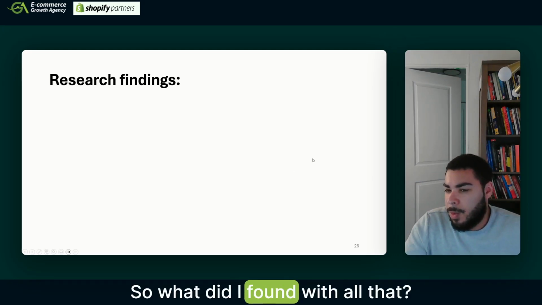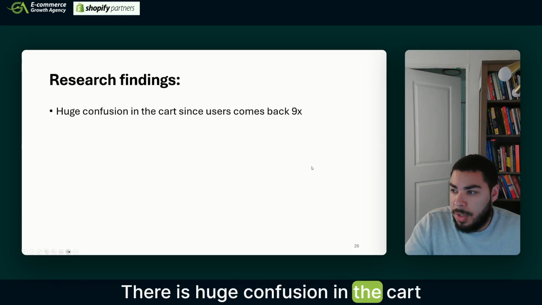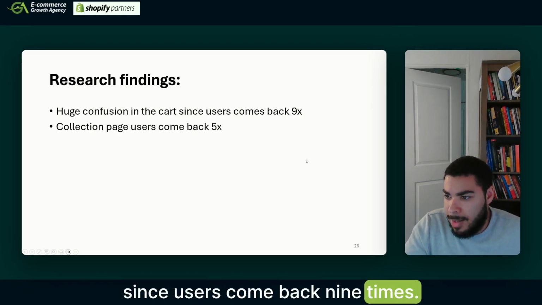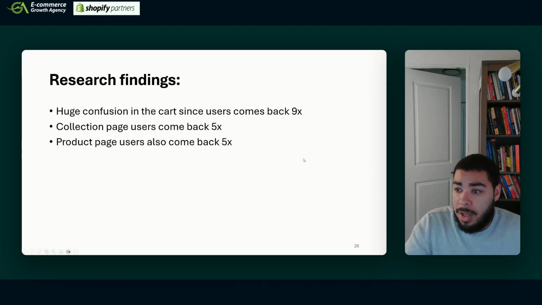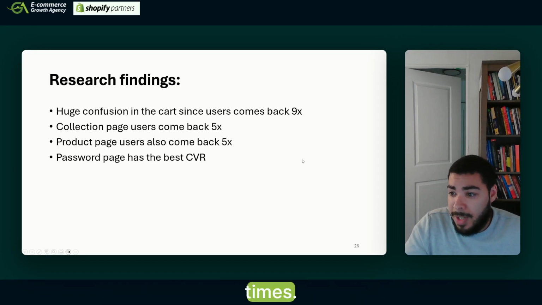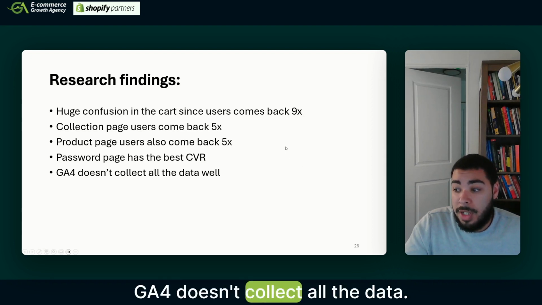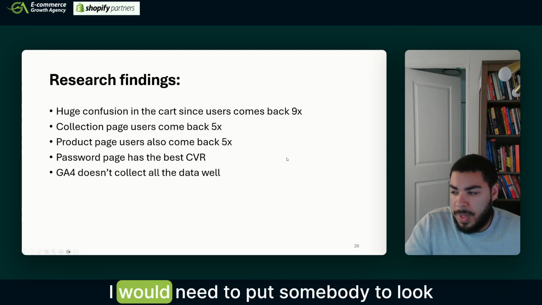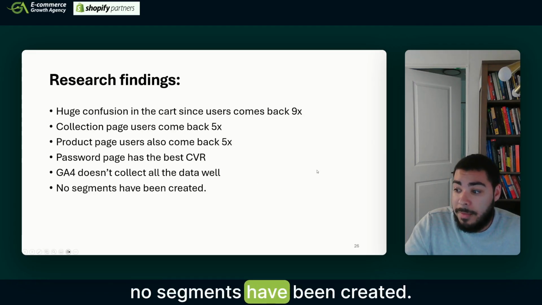So what did I find with all that? There's huge confusion in the cart since users come back 9 times. Collection page users come back 5 times. Product page users also come back 5 times. GA4 doesn't collect all the data well. I would need to put somebody to look into that. No segments have been created.